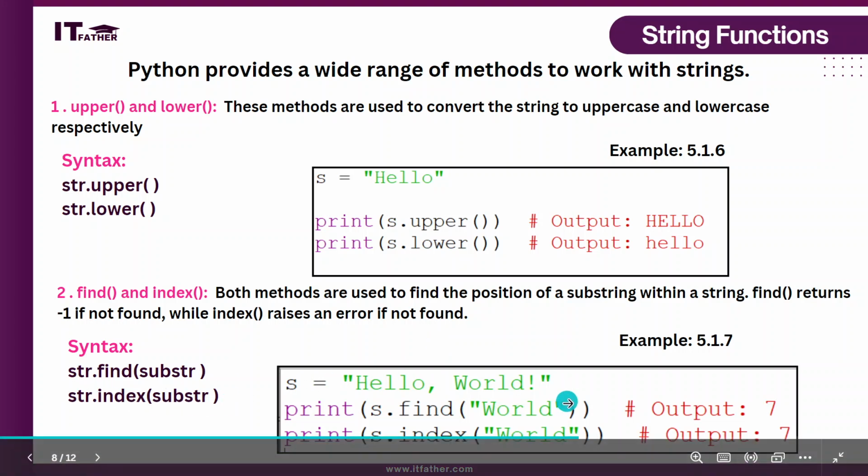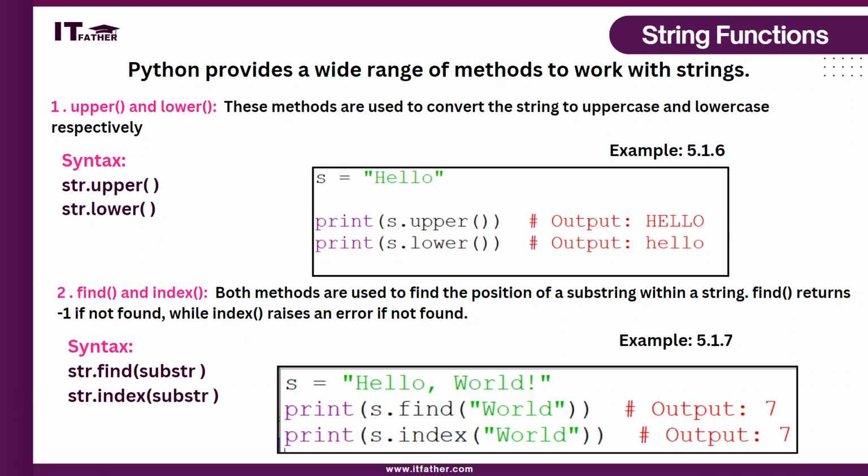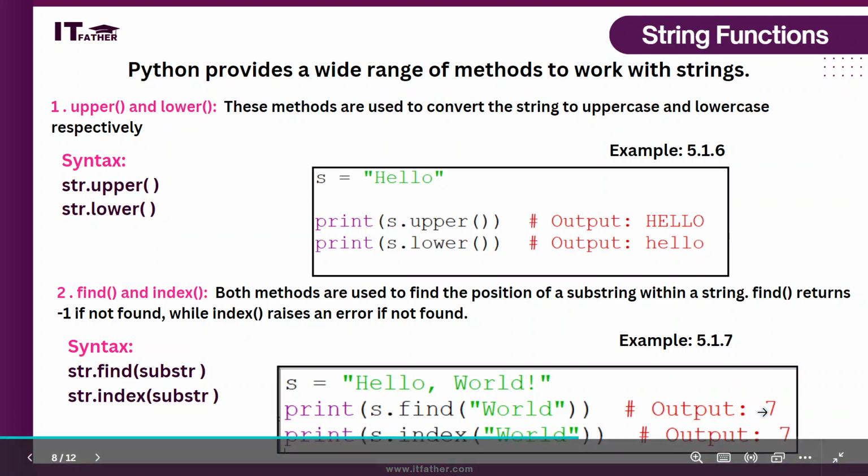For example, please understand the syntax. String dot find substr, where string is the main string, then dot find and then substr, the substring which you want to search. The example is given as hello world. If you are finding world, then it will return the position 7. From the 7th index value it started finding an exact match. In the same way index also returns 7. But if the word is not present, then string dot find will return -1, and index will throw an error.